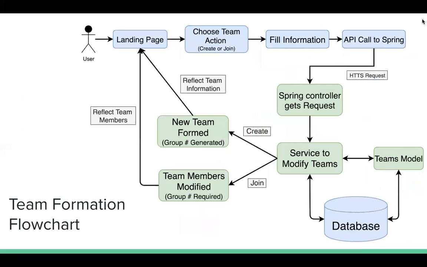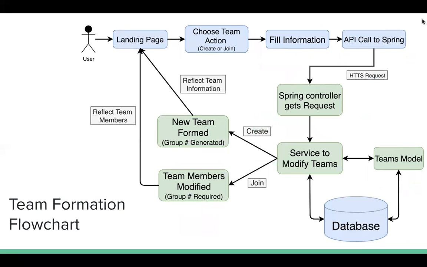One of the main functionalities we wanted to implement was team formations. So this is kind of the flowchart and the logic for how that would happen. So you can see once the user logs in successfully, they have two main options. They can either create a team or join a team. They fill in the specific required information and make a HTTP request to our Spring controller. This Spring controller will use our service to modify the team data that's within the database.